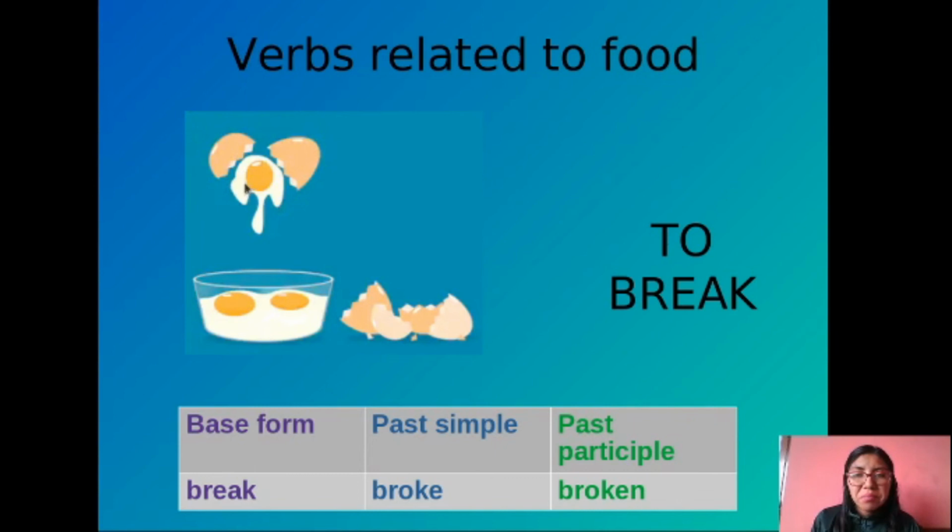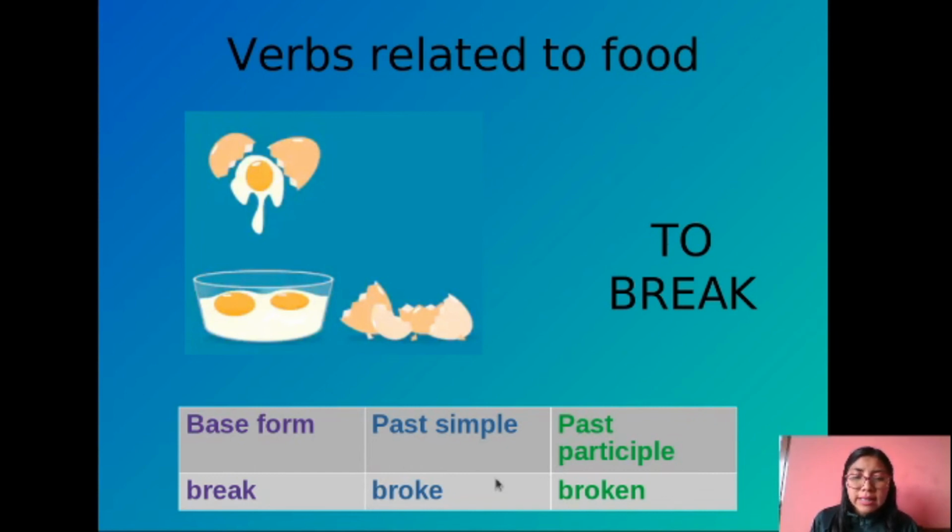Okay, for example, someone breaks the eggs. Okay, that is the action. Break, romper. That's right. Pay attention. That is the infinitive form. To break. Okay, esta es la forma infinitiva. To break. We are going to check the base form. Break. Okay, that form we are going to use in present. Okay, past simple, broke, past participle, broken.